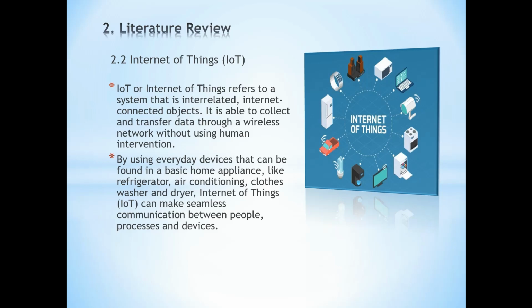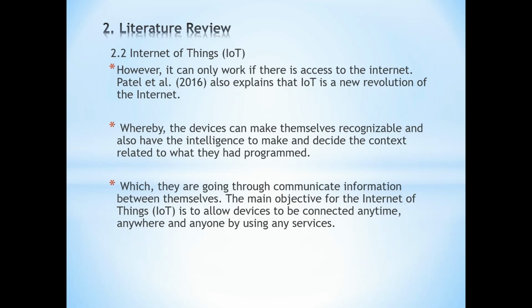IoT, or Internet of Things, refers to a system of interrelated, Internet-connected objects. It is able to collect and transfer data through a wireless network without human intervention. By using everyday devices found in basic home appliances like refrigerators, air conditioning, clothes washers and dryers, the Internet of Things can make seamless communication between people, processes and devices. However, it can only work if there is access to the Internet.